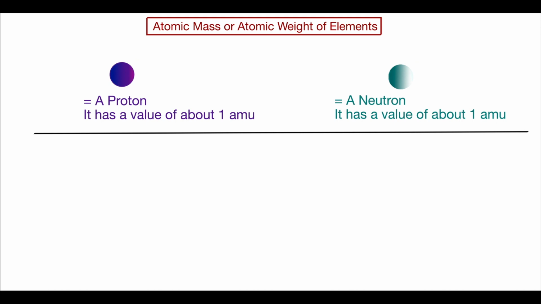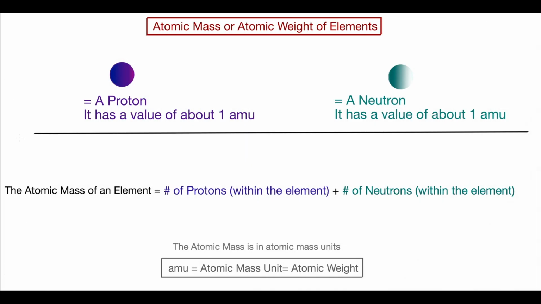Here, we see two equal size and weight spheres or circles. The one in purple is a proton. It has a value of 1 AMU. And the sphere or circle in the light blue is our neutron. It too has a value of 1 AMU.